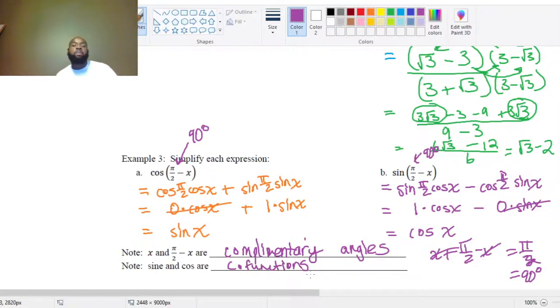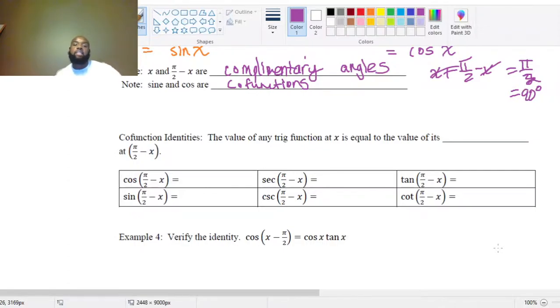And so this relationship: when we find the trig function at an angle, it's always going to equal the cofunction evaluated at the complement of that angle. All right. So the cosine of some angle is going to equal the sine of the complementary angle, and the sine of some angle is going to be equal to the cosine of its complement. All right. This not only happens with sine and cosine, it happens with secant and cosecant, and it also happens with tangent and cotangent. These are what we call the cofunction identities. The value of any trig function at x is equal to the value of its cofunction at pi over 2 minus x, and that's the complement there.